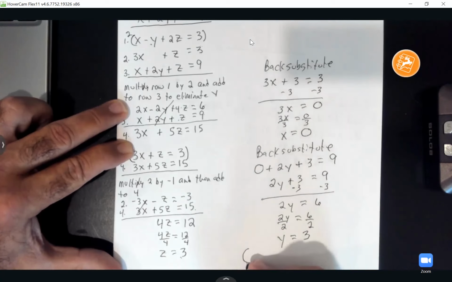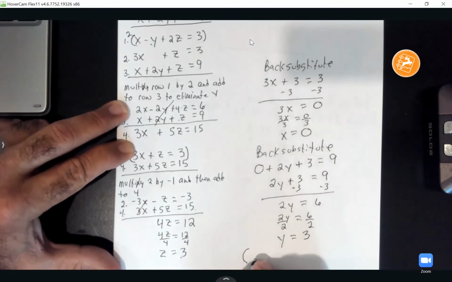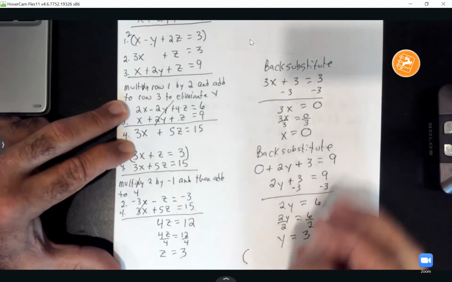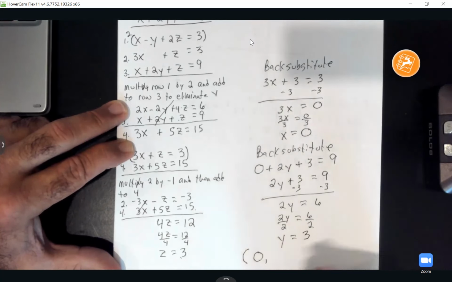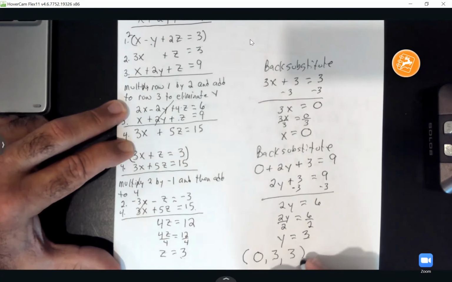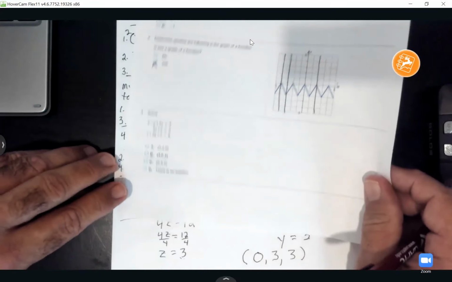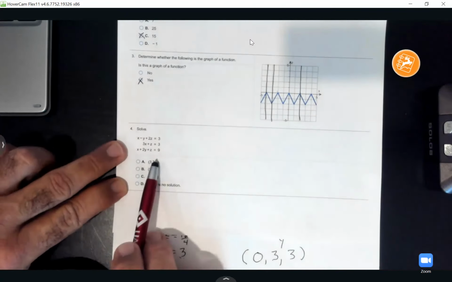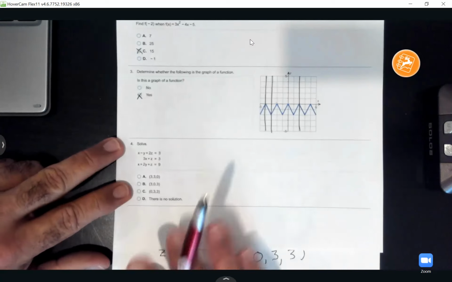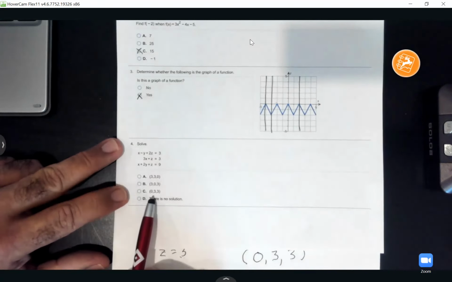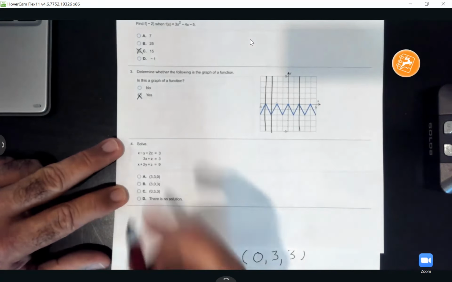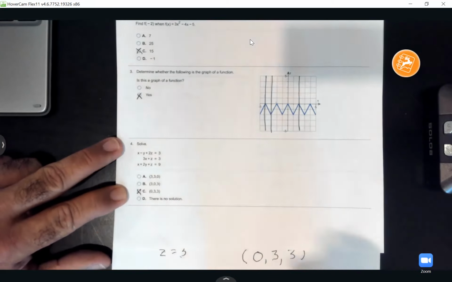So remember, this has to look like an ordered triple. My x was 0. My y was 3. And my z was 3. So if you'll notice, they got the same numbers for every answer. But y'all, we need the one that had the 0, 3, and 3, so we would pick C.